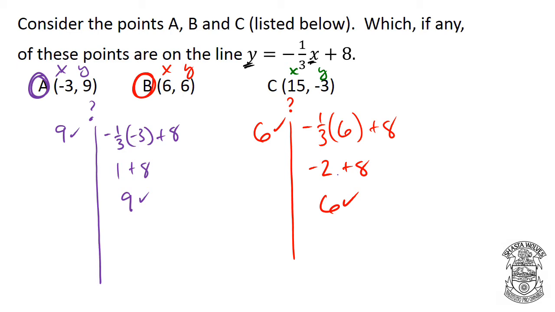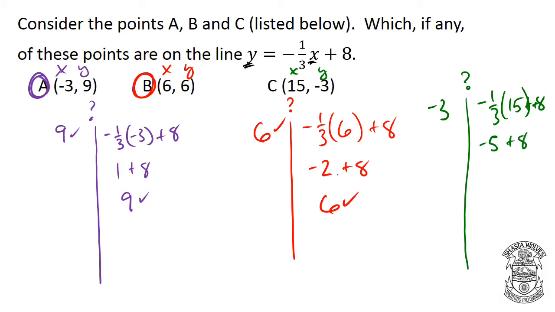The final one here, and I think I have just enough room for it, is the green one. On the green one, we have that y is negative 3 and x is 15. So I've got a negative 1/3 times 15 plus 8. Negative 1/3 times 15 is negative 5, and negative 5 plus 8 is positive 3. And unfortunately, on the other side, we had a negative 3. So because negative 3 and positive 3 are not equal to each other, point C is not on this line. So C is not on the line.